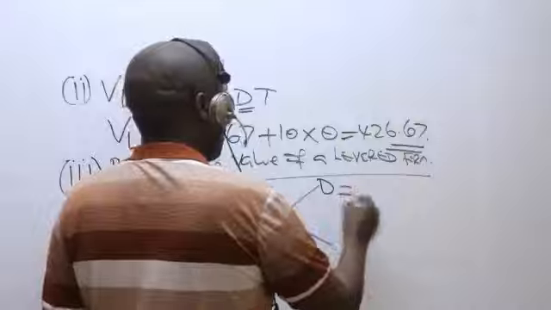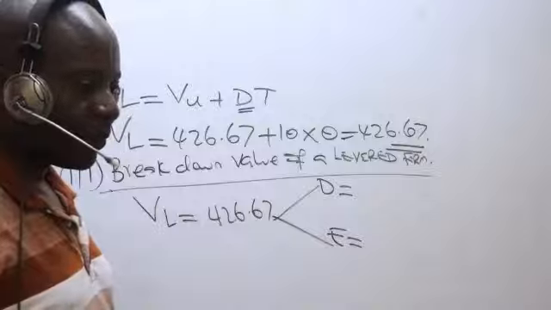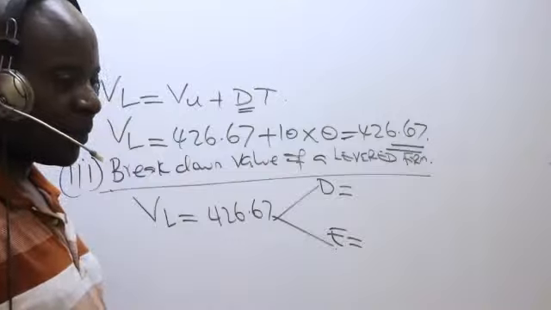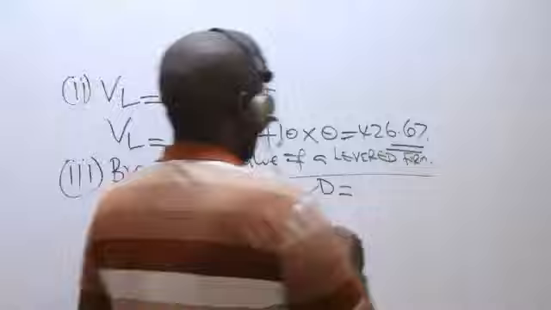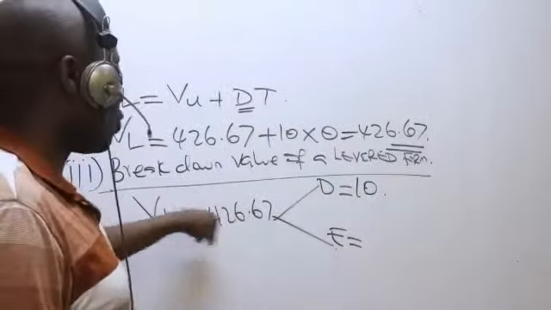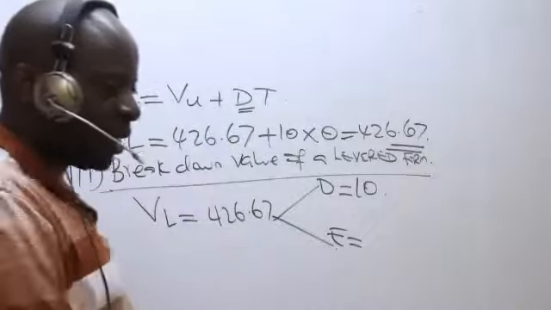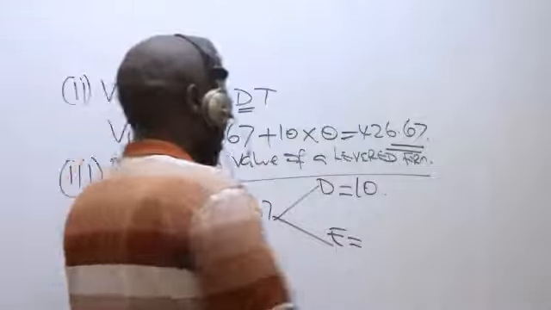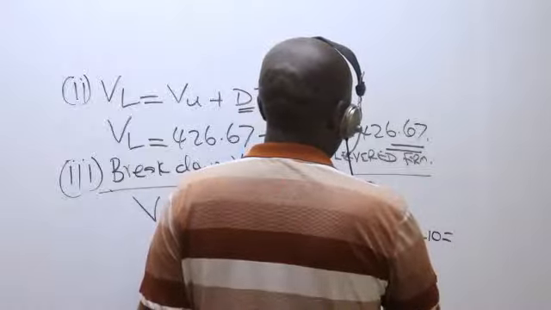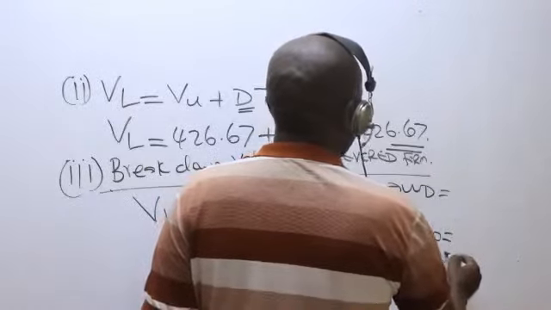You say debt equals who and equity equals who. What is the amount of debt in this question? Debt is 10, isn't it? Debt is 10. And if debt is 10, and this is a total value, then what will be the equity value? 416.67, isn't it? Because the two must add up to 426.67. So equity will be 426.67 minus 10.